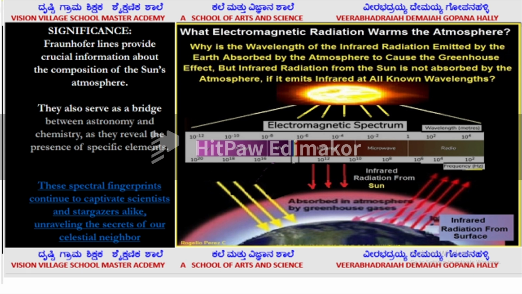What electromagnetic radiation warms the atmosphere? The wavelength of the infrared radiation emitted by the Earth is absorbed by the atmosphere, causing the greenhouse effect. But infrared radiation from the sun is not absorbed by the atmosphere. The electromagnetic spectrum consists of gamma rays, X-rays, ultraviolet radiation, infrared radiation, microwaves and radio waves.